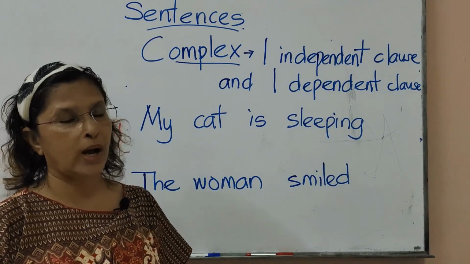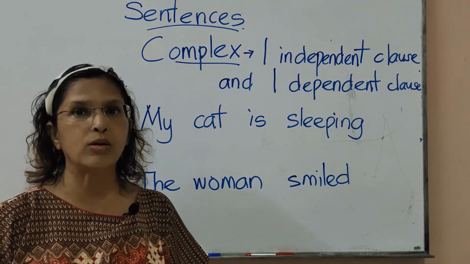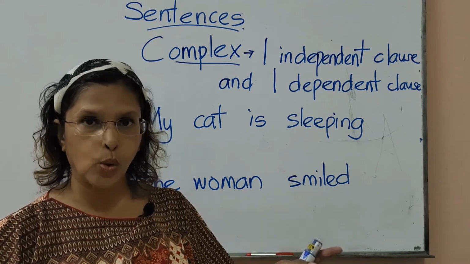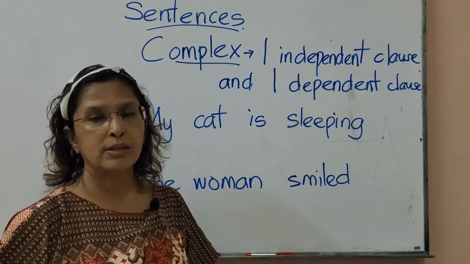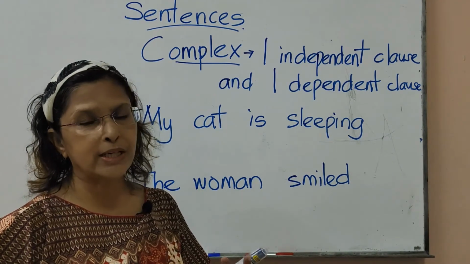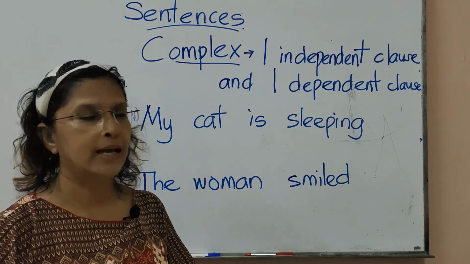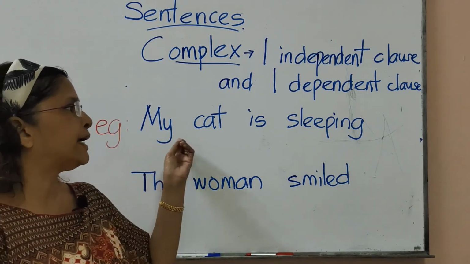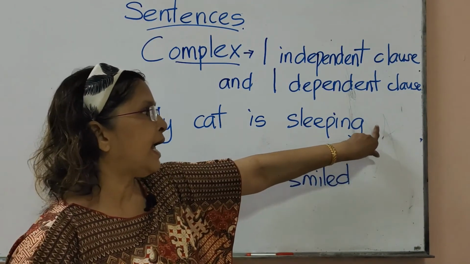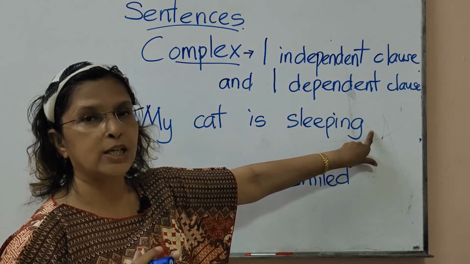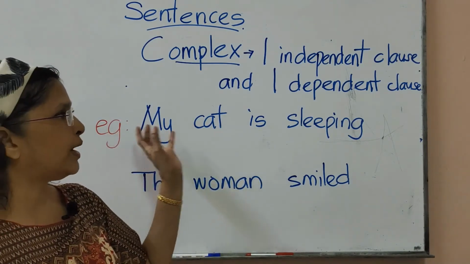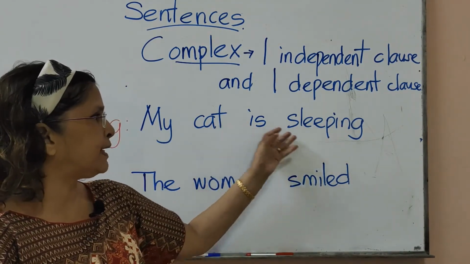Okay, I've already explained to you what an independent clause is. Independent means that the sentence can stand on its own. But dependent clause is when the sentence is not a really complete sentence. It can't stand on its own. Okay, for example, when I say my cat is sleeping, can I put a full stop? Yes, if I add a full stop here, meaning it is a complete sentence. So this is an independent clause.